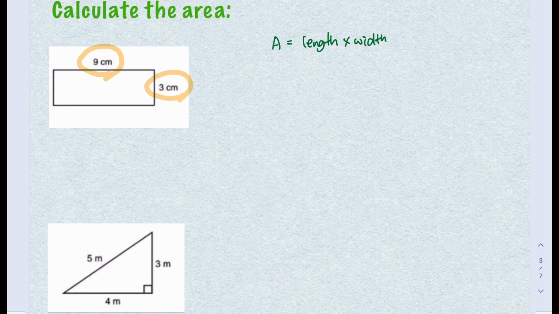So going back to our formula, area equals length of 9 centimeters times width of 3 centimeters, and calculate. 9 times 3 is 27. And because we're doing centimeter times centimeter, we have to say centimeter squared. You will find that in all area problems, we always have to use squared with a unit.